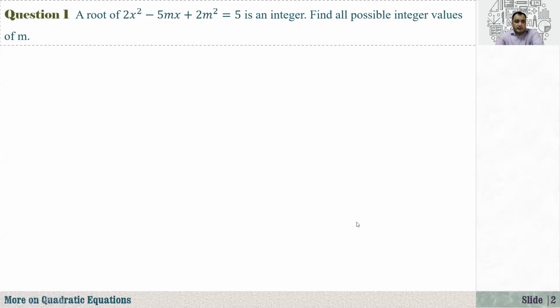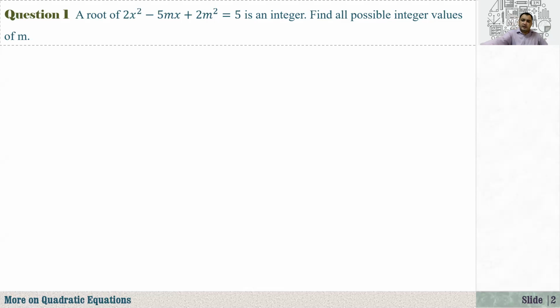All right. So let's start with the first question. In this question, a root of 2x squared minus 5mx plus 2m squared is equal to 5 is an integer. It says a root, not all roots, right? Only one of the roots. Find all possible integer values of m. Okay, so that is a quadratic equation, and the coefficient of x squared is 2.